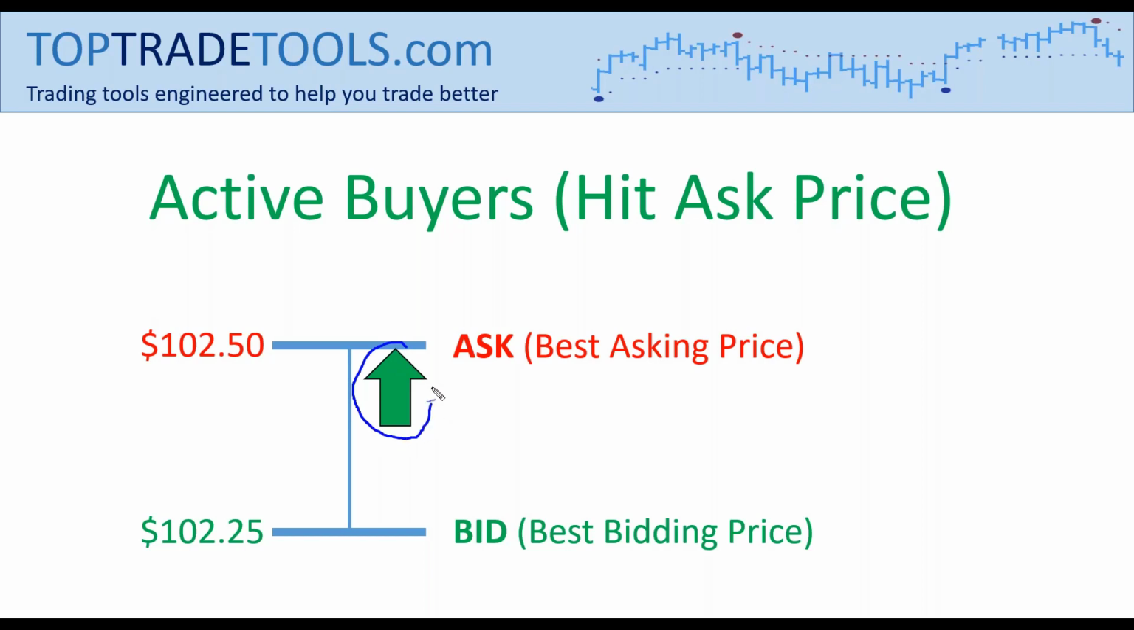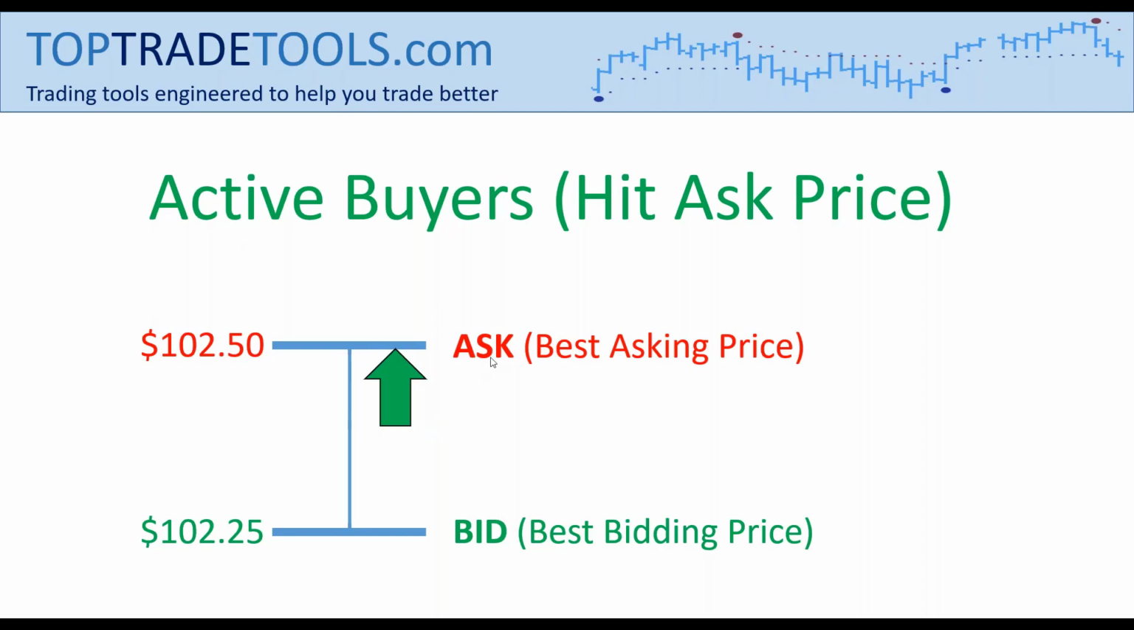In this case, it's an uptick, and this is where the buyer says, I'm not going to wait for the sellers or somebody to come down and sell at my price. I'm going to go ahead and buy, take action, and hit the ask price. So that's what I call engaged buying activity, and this is what the NYSE TICK is measuring. That is half of it, measuring what we'll call active buyers that actually hit the ask price in the market.